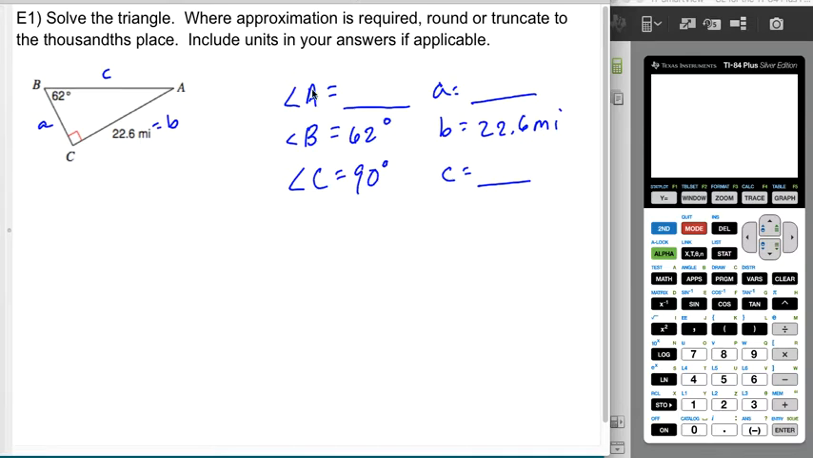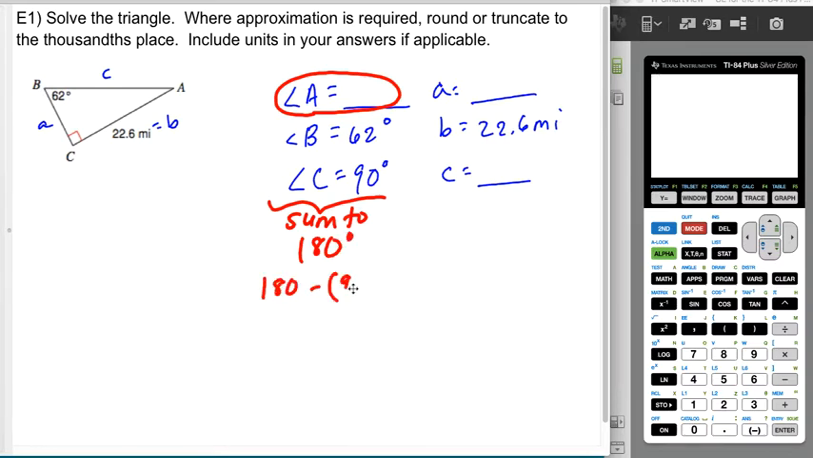So the first thing that's easy to find is A, because the angles in a right triangle, or the angles in any triangle, sum to 180. So these angles sum to 180 degrees. So basically I can just do 180 minus the 90 plus the 62, and I should get that this is 28 degrees. Make sure you have the degree symbol. So that's the first thing I would do. I would find that using the sum of the angles in a triangle.